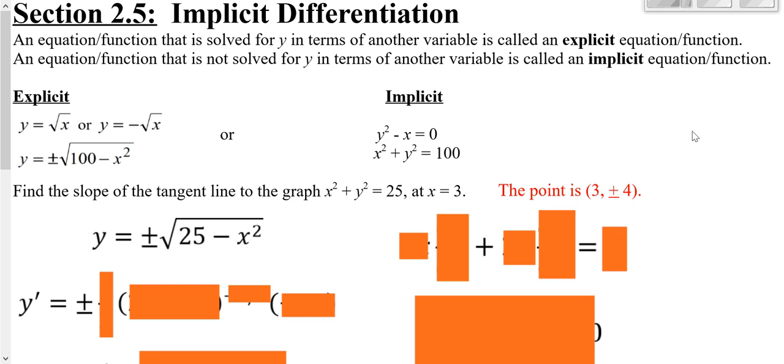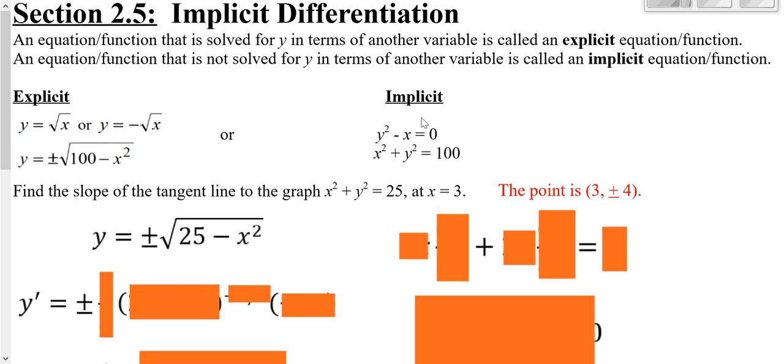Okay, so today we're going to be taking a look at implicit differentiation. First of all, what's the difference between implicit and explicit? Well, if you're looking at equations or functions, an explicit function has your variable y or f of x on one side all by itself, whereas an implicit one has x's and y's mixed together on the same side.